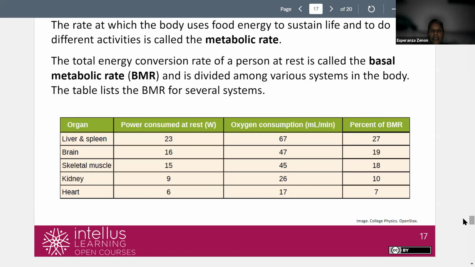So you see that if you were looking at power when the human body is at rest, you can see that the liver and the spleen have a higher metabolic rate than some of the other organs in the body. And some of that has to do with the fact that the liver and the pancreas and some of those organs are directly involved with enzymes that help with digestion.